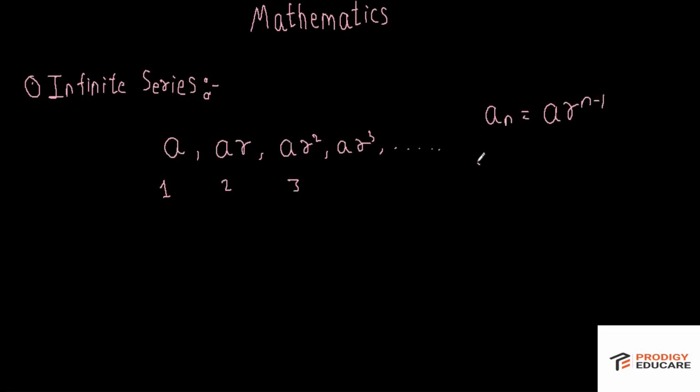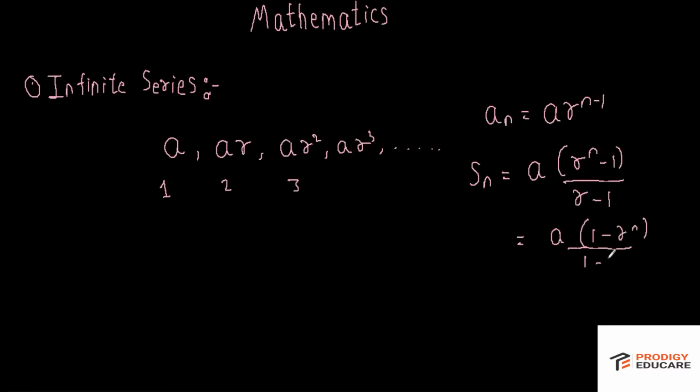And then Sn, that is the sum of n terms, is given by A times R raised to n minus 1 upon R minus 1. Simple. Now this formula is also written as A into 1 minus R raised to n upon 1 minus R, where mod R is less than 1. It's not necessary to write it like this, but in many textbooks, it's given like this.